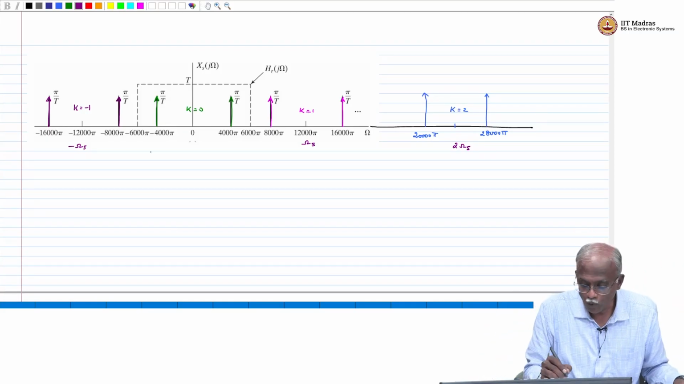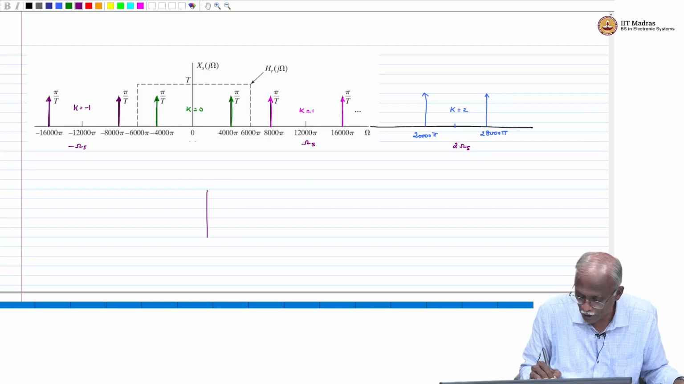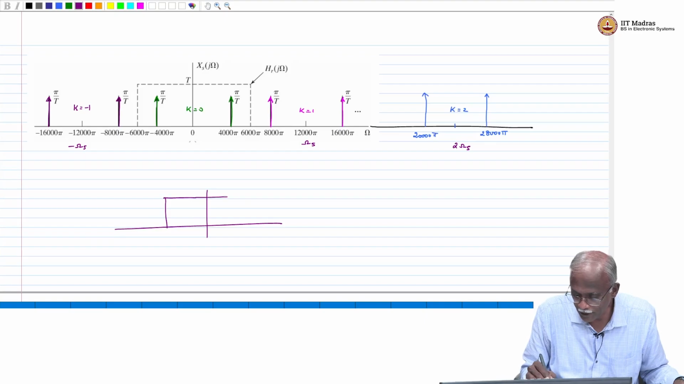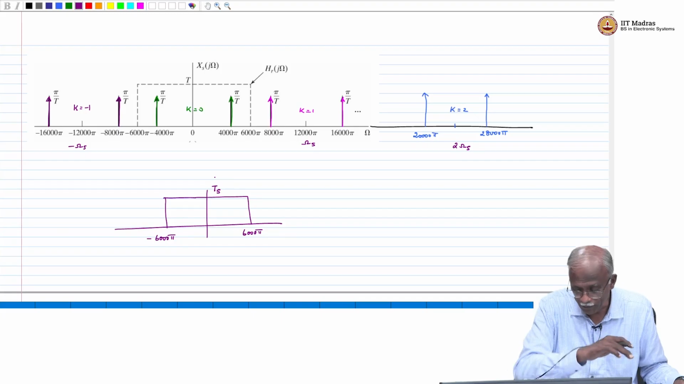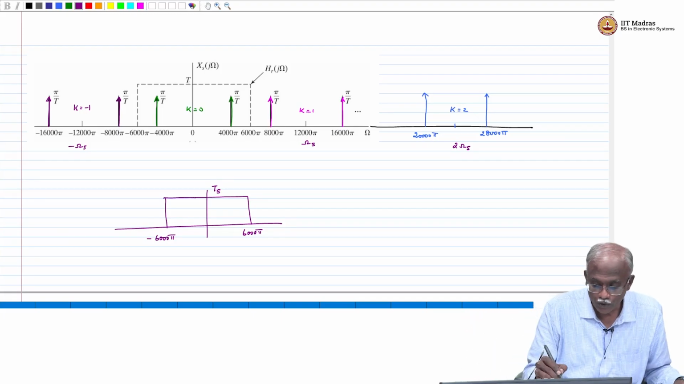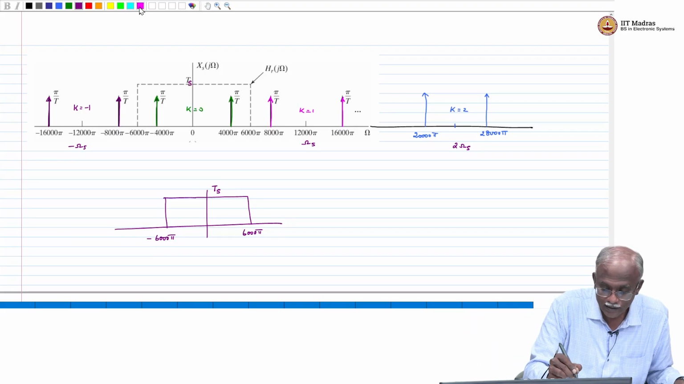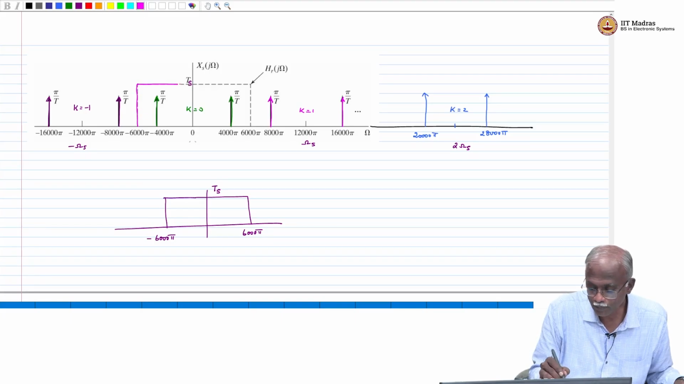You will go from omega s by 2, so basically your ideal reconstruction filter will go from minus omega s by 2 to omega s by 2. Okay, what is omega s by 2? Omega s is 12,000. So this will be from minus 6,000 pi to 6,000 pi, and the scale factor will be equal to Ts. So look at this dashed line. This is the reconstruction filter going from minus 6,000 pi to 6,000 pi.